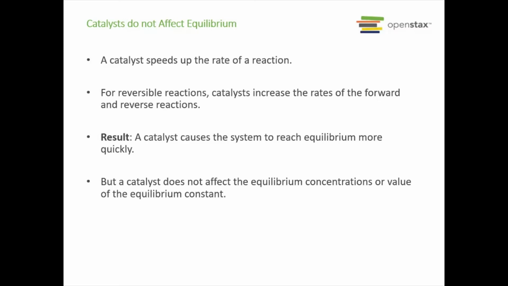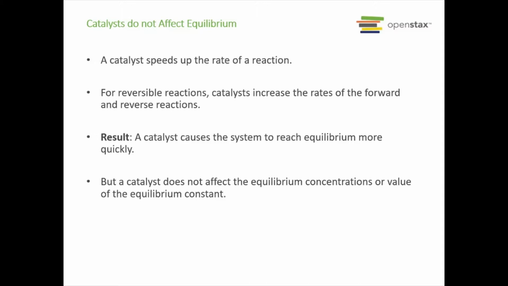The next thing to think about is catalysts and how they do or do not affect equilibrium. Spoiler, they don't affect equilibrium. So if you remember, a catalyst speeds up the rate of a reaction. If you have a reversible reaction, the catalyst increases the rate of the forward and reverse reactions. And the result is it causes the system to just reach equilibrium quicker. But it does not affect the equilibrium concentrations or the value of the equilibrium constant.